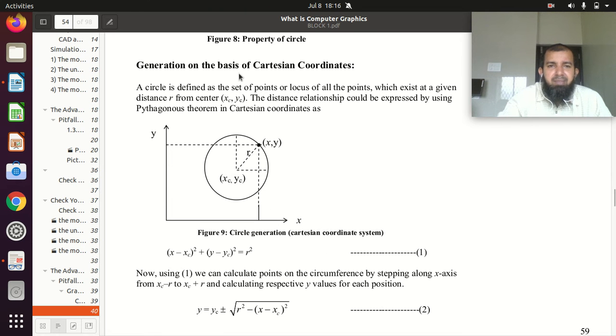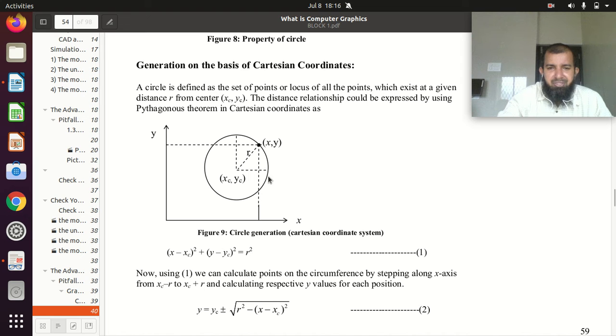Generation on the basis of Cartesian coordinates. You can generate a circle by using different methods. One is the Cartesian coordinates method. A circle is defined as the set of points, or locus of all the points, which exist at a given distance r from the center xc, yc. So what is a circle? It is a set of points. It contains many points.